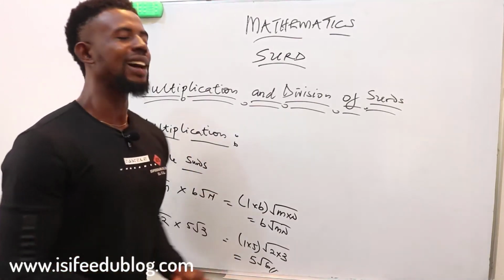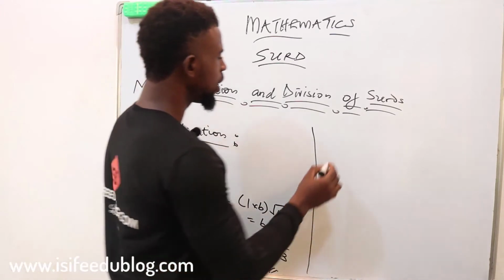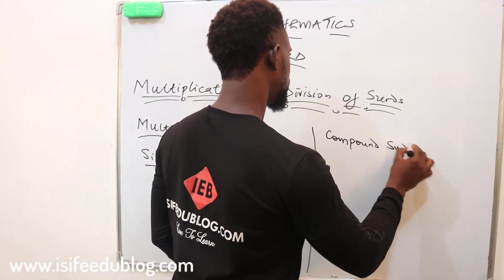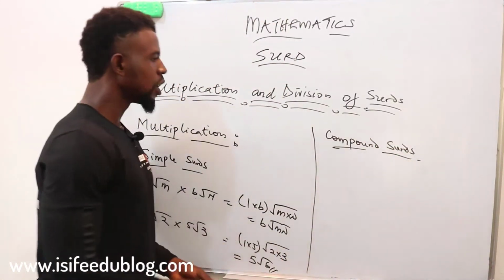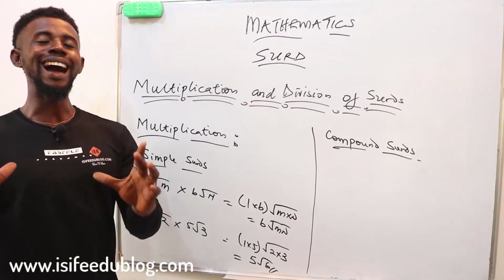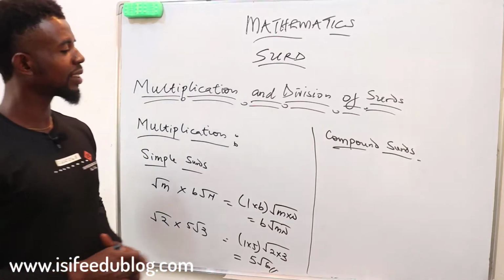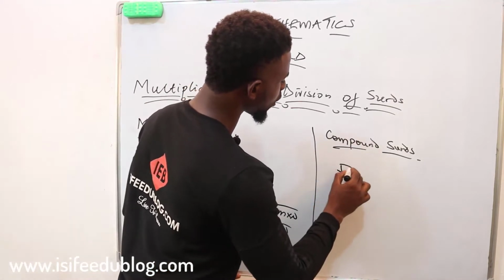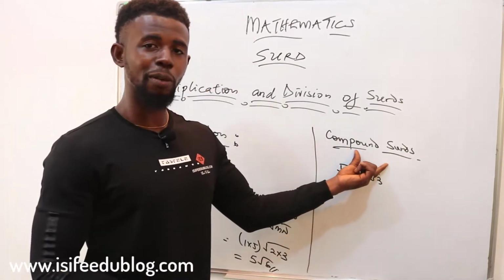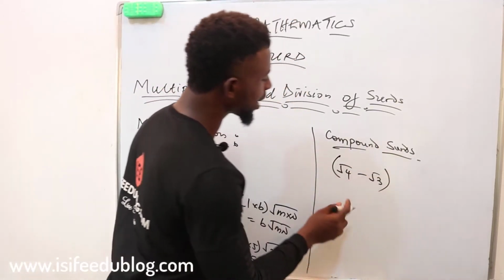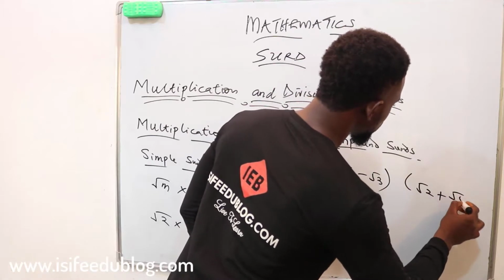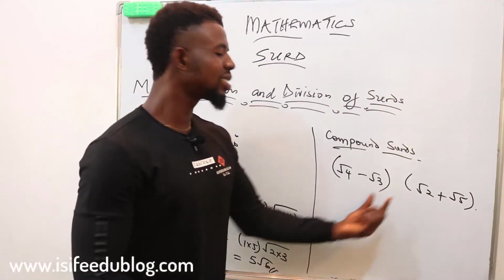Alright, now let's look at compound surds. Let's see multiplication under compound surds. So what is a compound surd? A compound surd simply represents two surds acting as a unit. What do I mean by that? If I have something like root 4 minus root 3, acting as a unit, it is a compound surd. So if I have two compound surds multiplying out, let's say root 4 minus root 3 times root 2 plus root 5, how do we carry out this kind of multiplication?